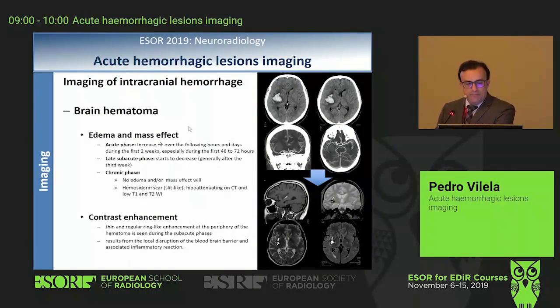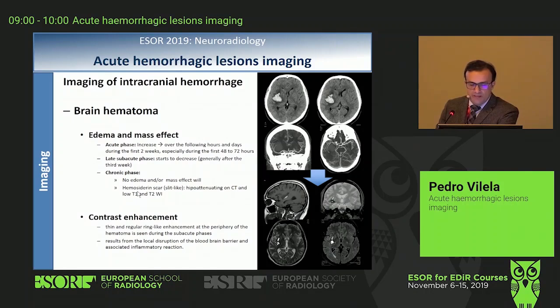Well, for the brain hematoma itself, we actually need to look at the evolution of edema and mass effect. In the acute phase, they will both increase independently of hematoma expansion or not. So there is an increase of the edema from the early hematoma. Hyperacute hematoma does not have edema, and as you go through the first week, the edema is going to increase, especially during the first 48 to 72 hours.